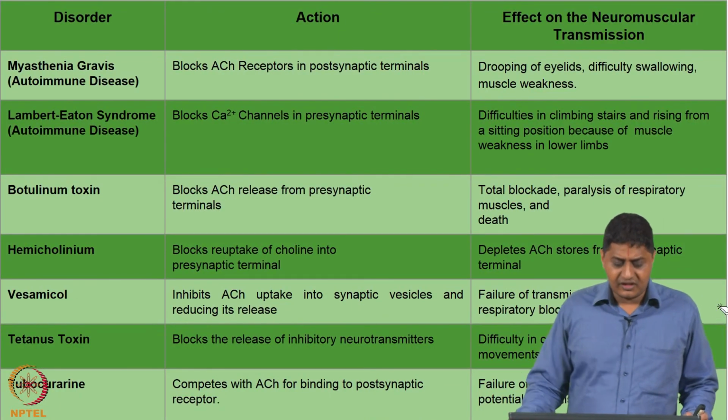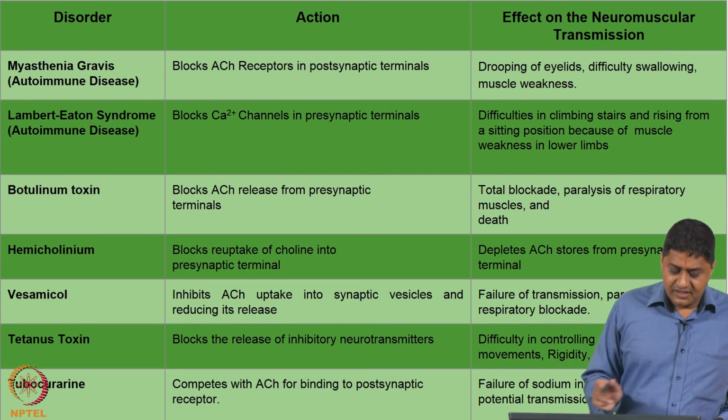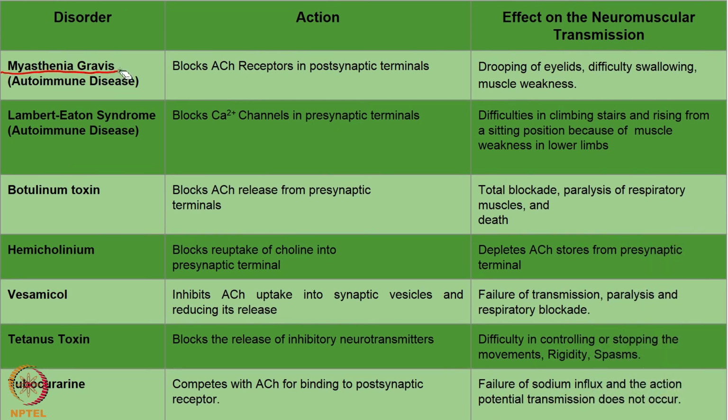So, in summary, what are the various things that we have seen? We have seen myasthenia gravis, which is an autoimmune disorder. It blocks the nicotinic cholinergic receptors in the postsynaptic terminal, essentially causing drooping of eyelids, difficulty in swallowing, weakness of the muscle, right. Then there is Lambert-Eaton myasthenic syndrome. This is again an autoimmune disorder. This blocks calcium channels in the presynaptic terminals, right, causing difficulty in climbing stairs and rising from the sitting position, because of muscle weakness.